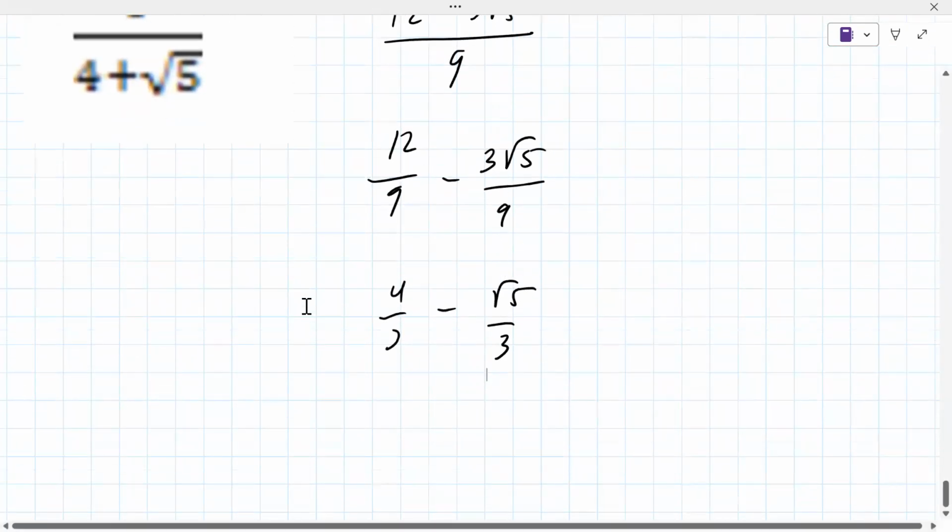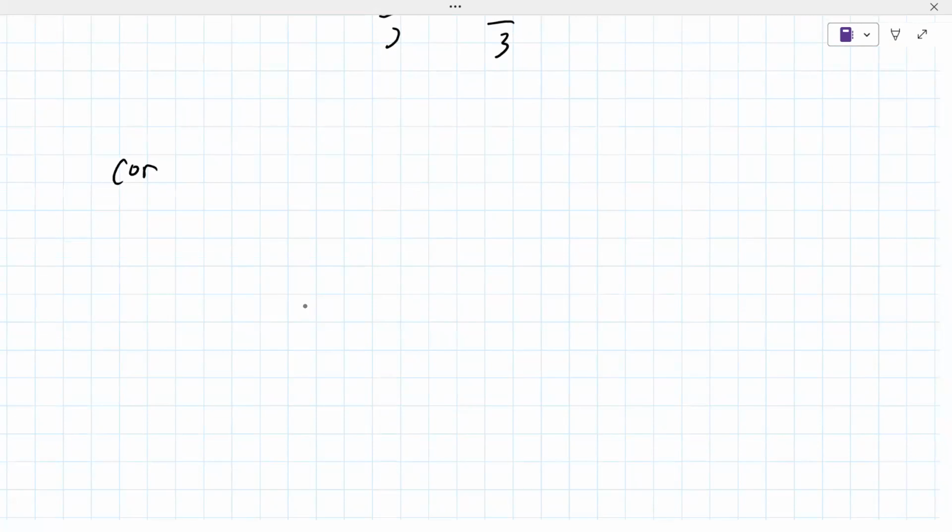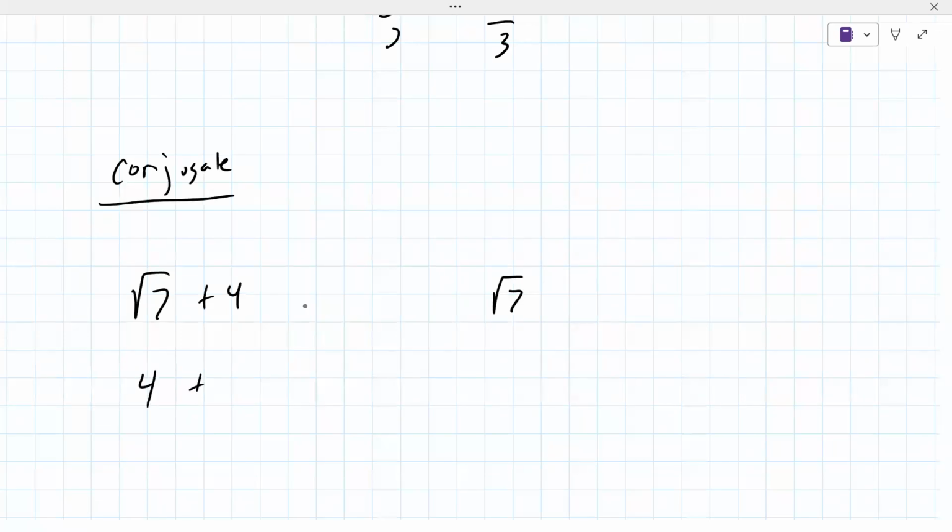Okay, so really quickly, just on this conjugate front, because it becomes more critical that you get the conjugate right as we go forward. Let's say it's the square root of 7 plus 4. The conjugate is the square root of 7 minus. So you've got to be careful here. It's got to be rewritten as 4 plus square root of 7. The conjugate is 4 minus the square root of 7.